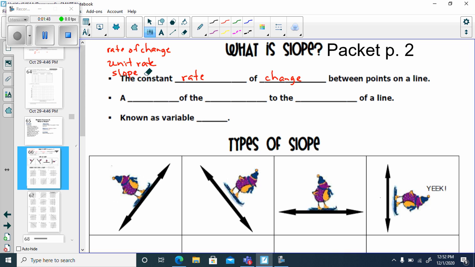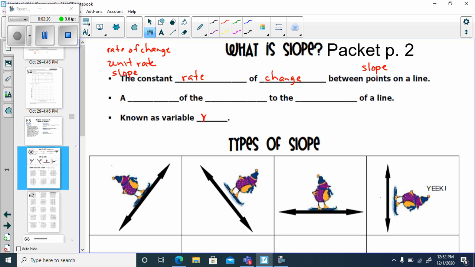The unit rate is when your denominator is 1. When you say something like 50 miles per 1 hour, instead of saying 100 miles per 2 hours. 100 miles per 2 hours is the rate of change. When I make the denominator 1, so it's 50 miles per 1 hour, it's a unit rate. The slope is exactly what we're talking about, the rate of change. When we plot it, it gives us a slope. So the constant rate of change between points on a line is known as a slope. We can call it slope, we can call it rate of change.